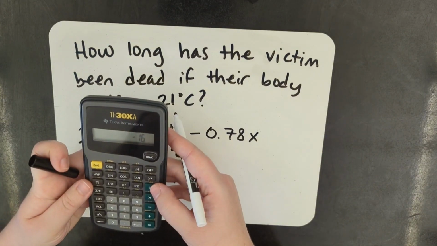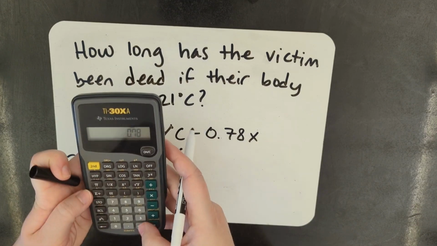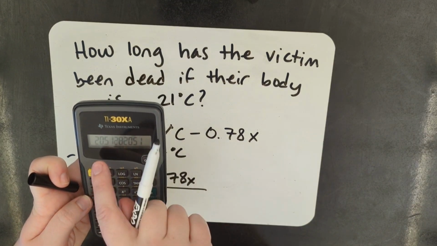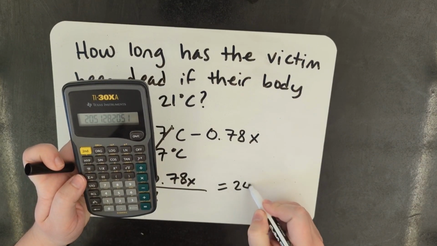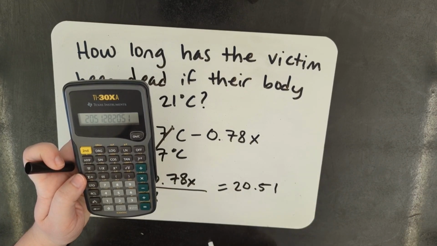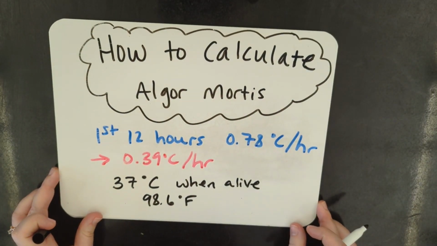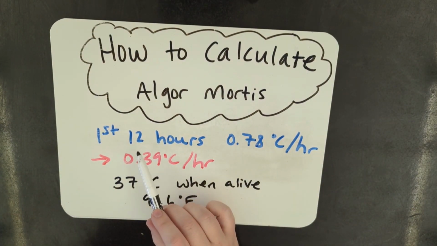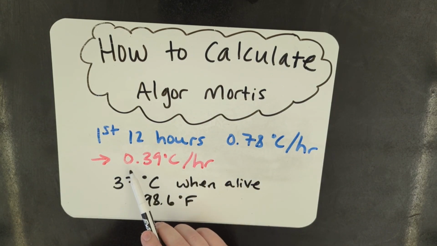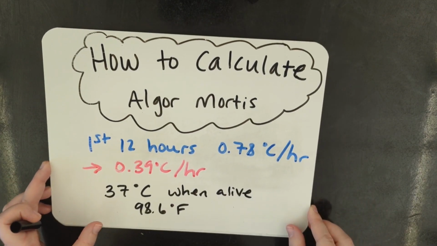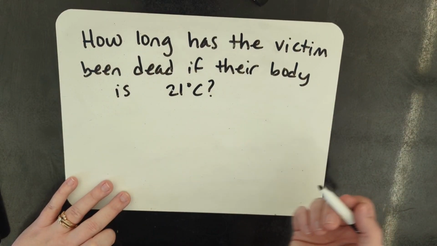So negative 16 divided by 0.78, make sure it's negative. Ooh, okay, they've been dead for 20.51 hours, according to this, but there's a problem. Remember, they only lose this much temperature per hour for the first 12 hours, so we know that they've been dead for longer than that. So that number that we just got is not correct. So what do we do now? We know they've been dead for more than 12 hours.